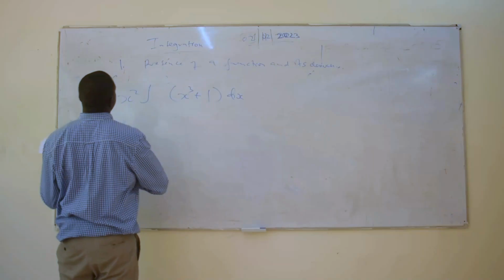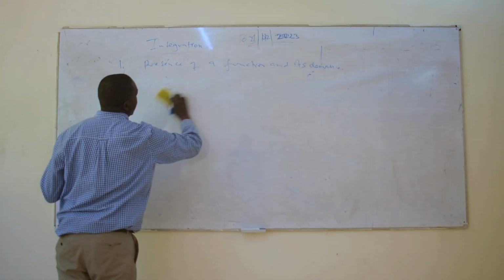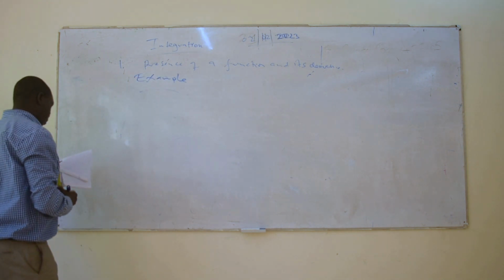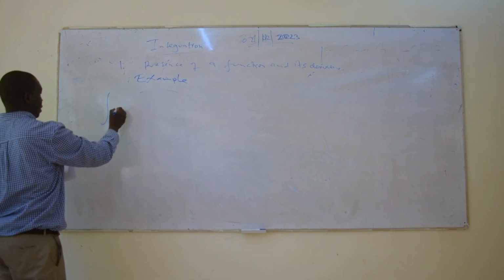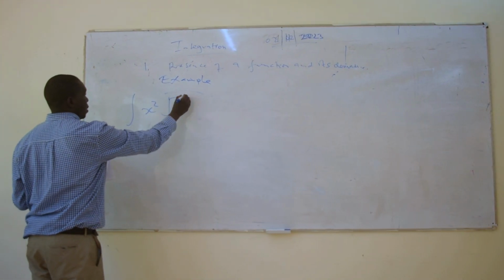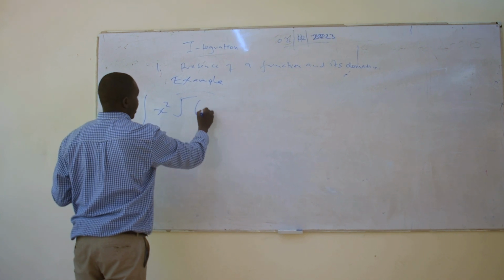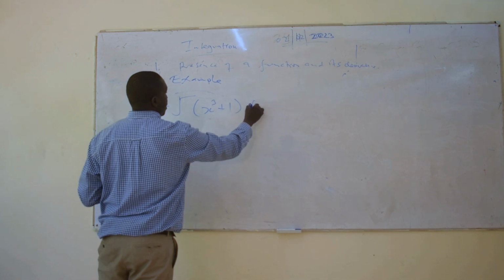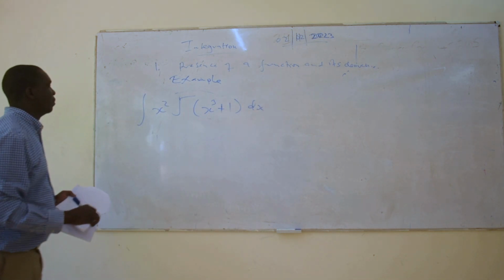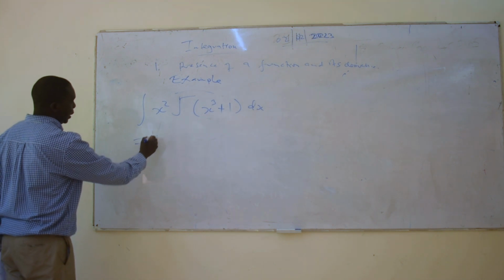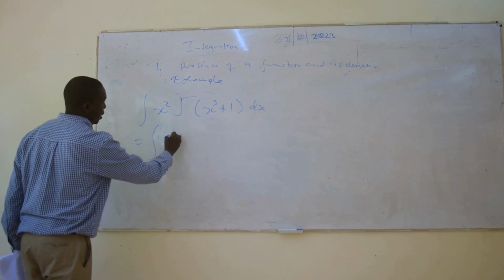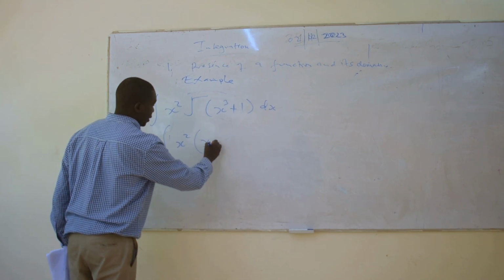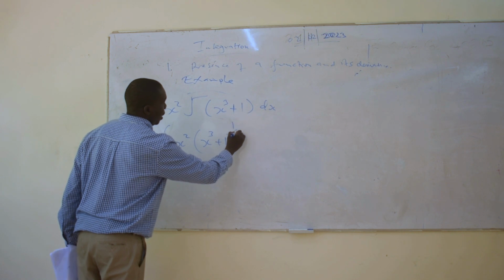Example 6. Example 5. Integrate x squared root of x raised to power 3 plus 1 dx. This can be written as integral of x squared in bracket x raised to power 3 plus 1 raised to power half dx.